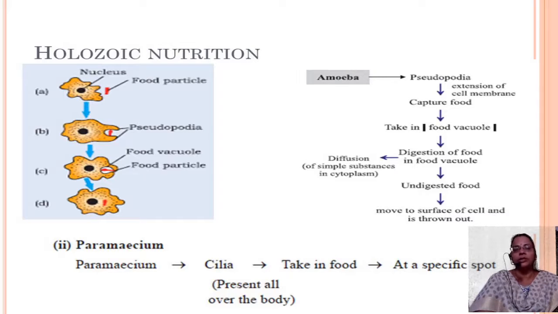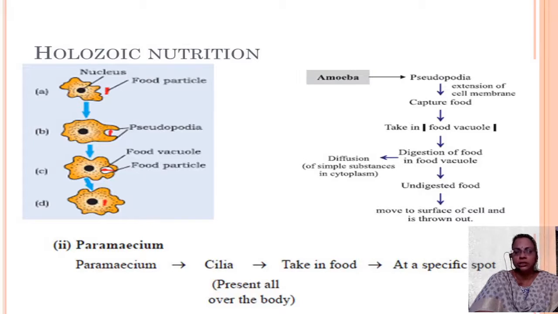In the same way, another organism, that is paramecium, we will call it slipper animalcule. Here pseudopodia is the locomotory organ in amoeba, whereas here it is cilia. Minute hair-like structures are there, that is called cilia. They have a particular spot on the side of the body, and through that they will take the food, and then it will be converted into food vacuole.